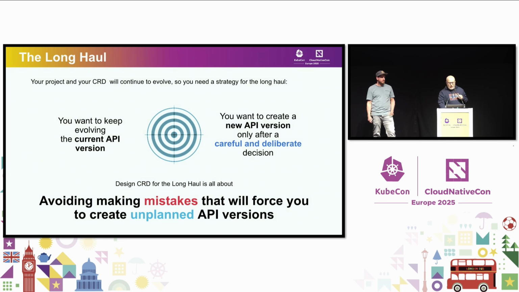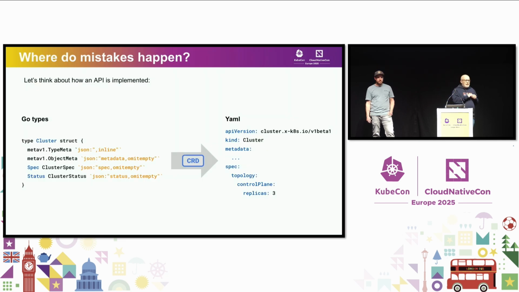Before talking about mistakes, let's have a quick refresher on how we develop APIs or CRDs in Kubernetes. So the process starts by writing Go types. You write Go types, then you run a generator from controller-gen, and this generator creates a CRD, where the most important part of the CRD is the OpenAPI spec that reflects your types. Finally, you apply this CRD to the API server, and the user can interact with your API by writing YAML.